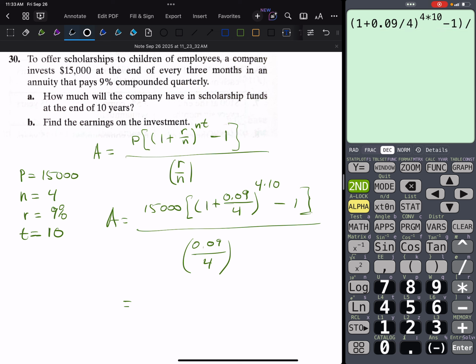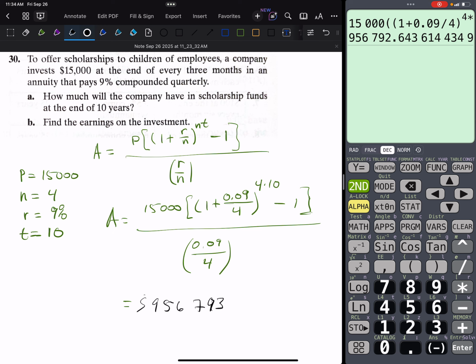Now I got to make sure that this entire thing from the denominator stays in the denominator. So I'm going to put parentheses around my whole denominator. And I'm going to have 0.09 divided by 4 and hit enter. And that's going to give me a total of $956,793. I'm going to round that to $93 because we're talking about sums of money here where pennies don't seem to impact our calculations as much.